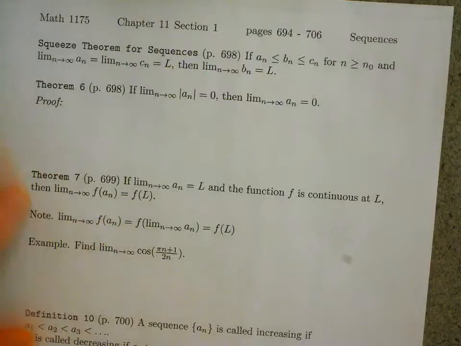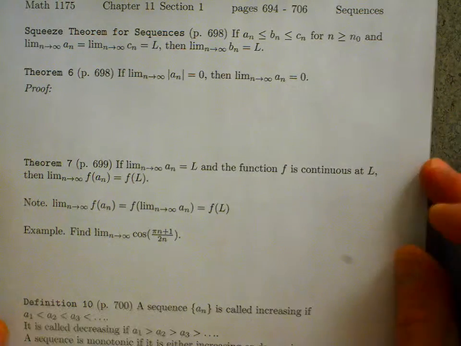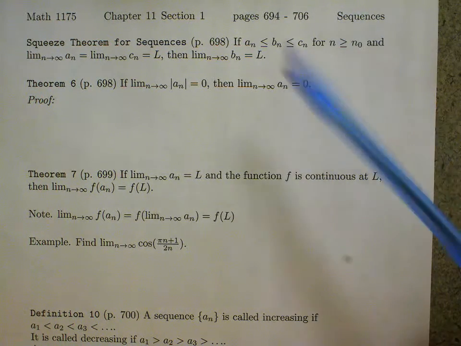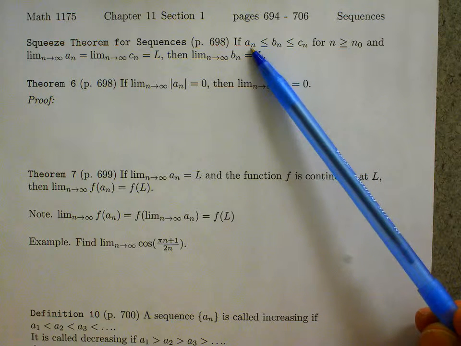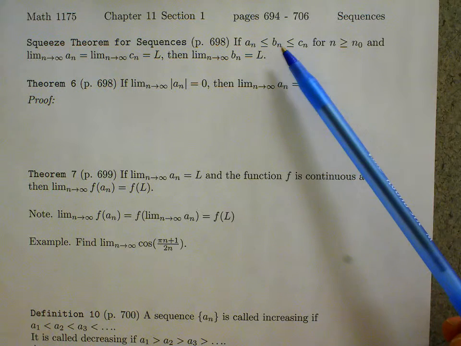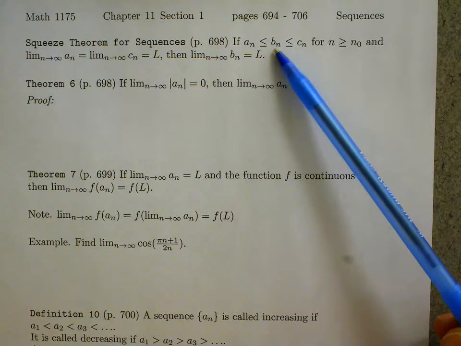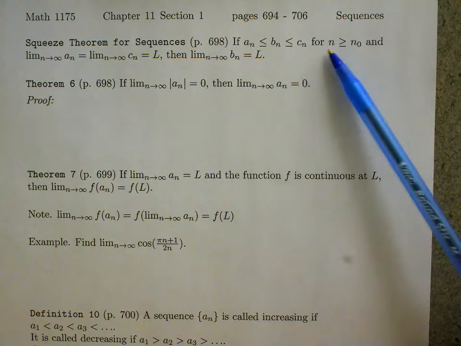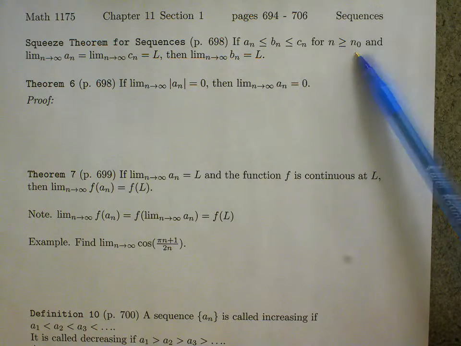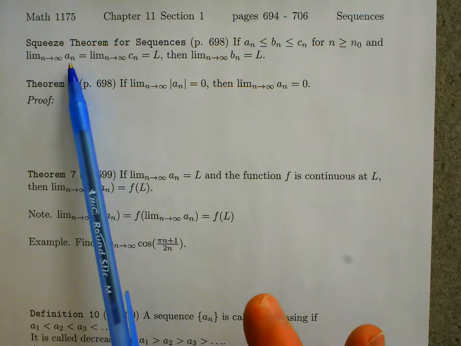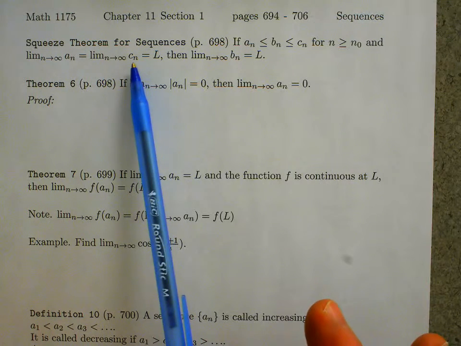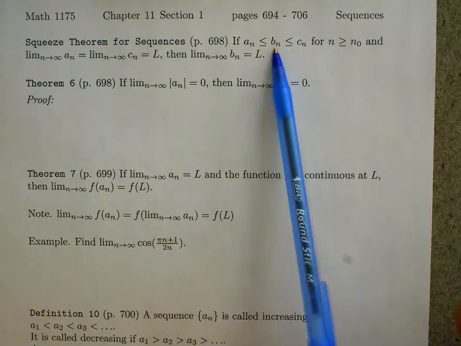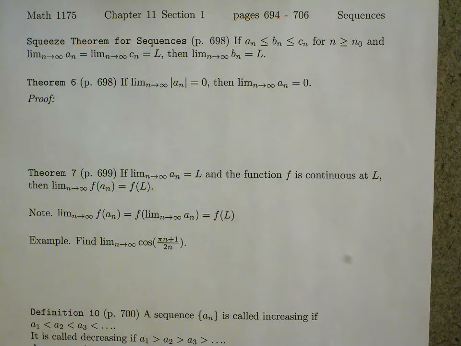Okay, we have what is called the squeeze theorem for sequences. So this works the way that you would hope it would. If the terms in the sequence a sub n are less than or equal to the terms b sub n, which are less than or equal to c sub n, and if this occurs for all n greater than or equal to some integer n sub 0, and if the limit of the sequence a sub n is equal to the limit of the sequence c sub n, which is equal to L, then the sequence in the middle, b sub n, will have the same limit. Seems to make sense.